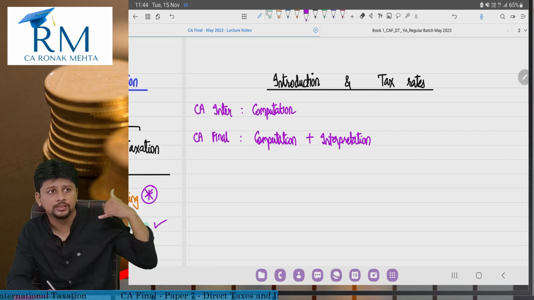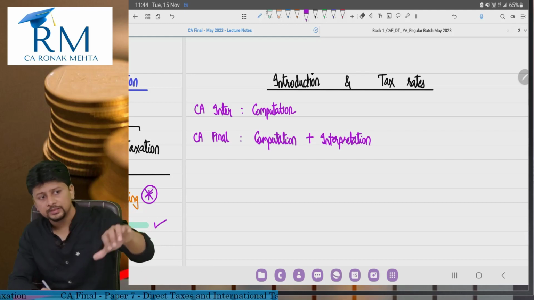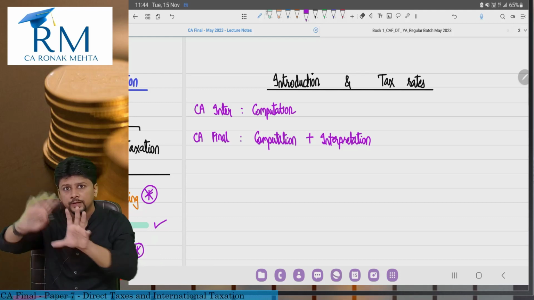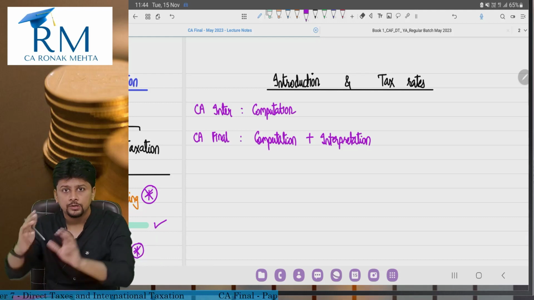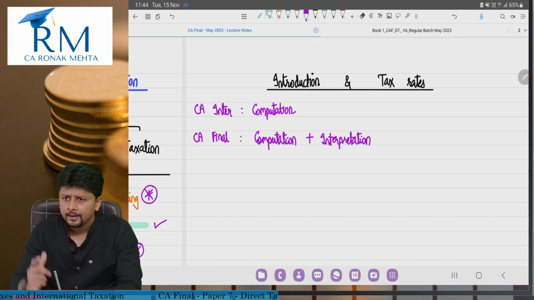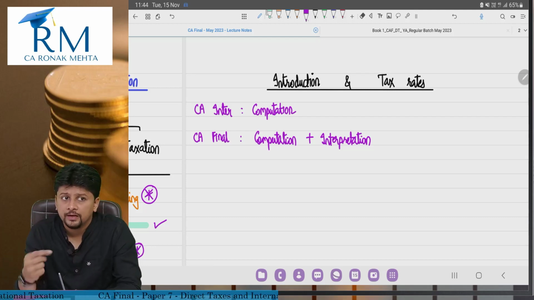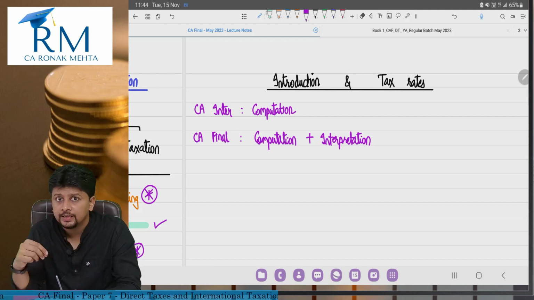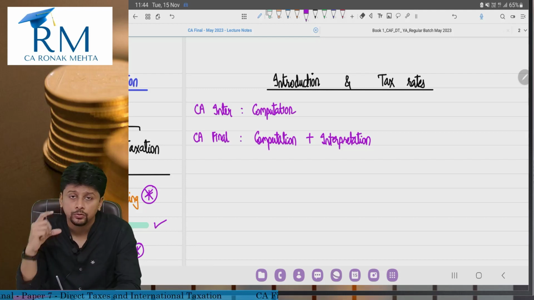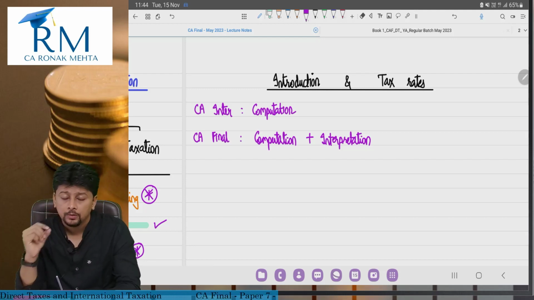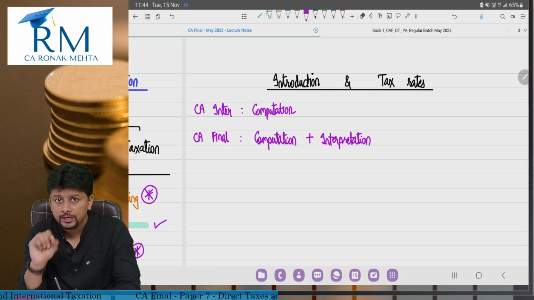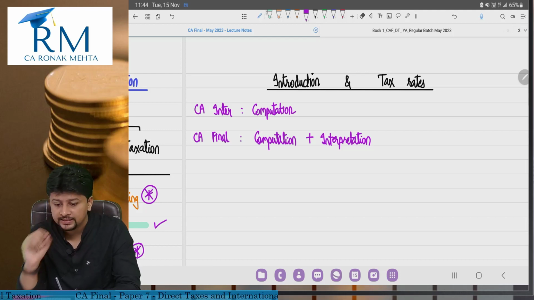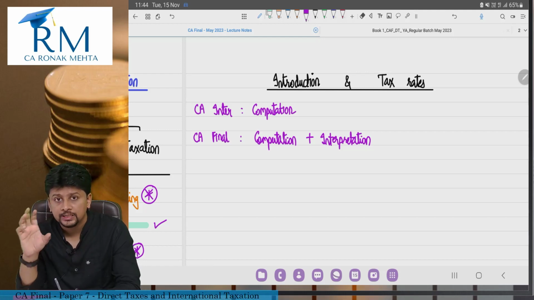If a client calls up a chartered accountant, this is the complex situation, what will be the tax implication, what will be the tax consequences? He is basically asking the CA for an advice. The CA is giving his consultancy services. He needs to interpret the law. That's what CA Institute is going to teach you and test you at CA Final. At CA Final, your interpretation skills will be tested.